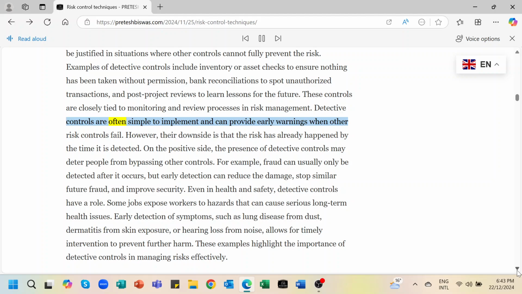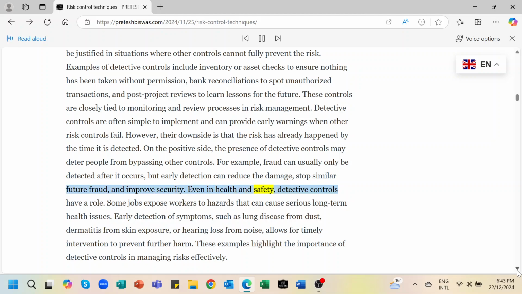Detective controls are often simple to implement and can provide early warnings when other risk controls fail. However, their downside is that the risk has already happened by the time it is detected. On the positive side, the presence of detective controls may deter people from bypassing other controls. For example, fraud can usually only be detected after it occurs, but early detection can reduce the damage, stop similar future fraud, and improve security.